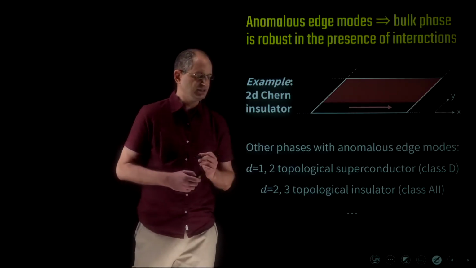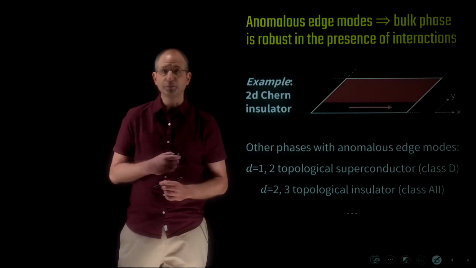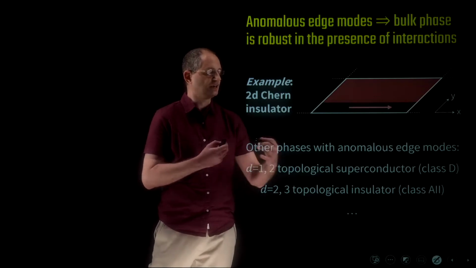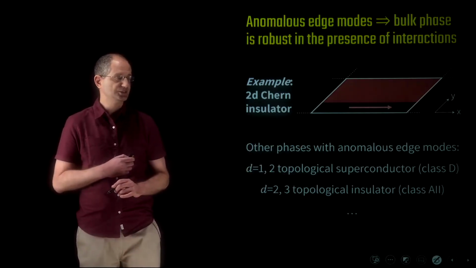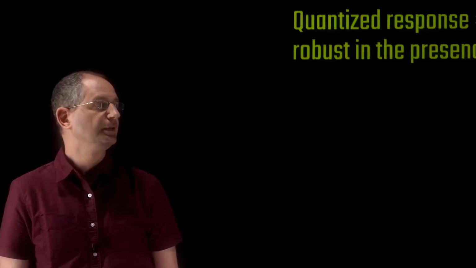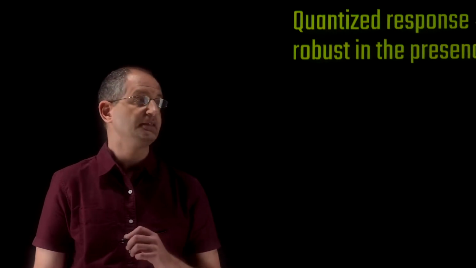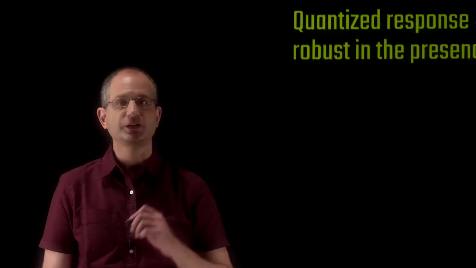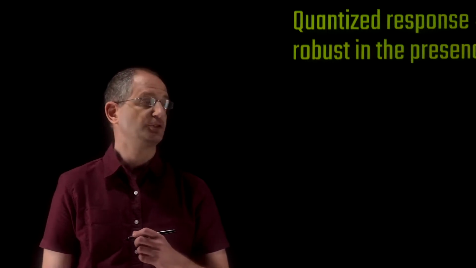Okay? Deriving the topological invariant of the bulk in the presence of interactions may be much more complicated, but the presence of this anomaly at the boundary guarantees that the bulk phase has to be protected. Okay, so let's discuss another principle that would allow us to establish the topological protection of the bulk in the presence of interactions, and this is quantized response.